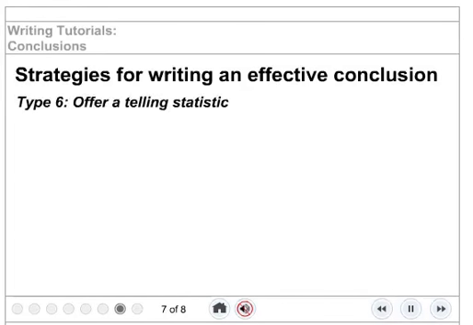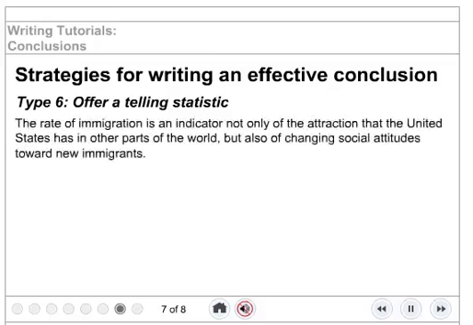The most compelling conclusion might include a statistic that illustrates your central point. In this conclusion, the writer highlights the number of immigrants who came to the United States within a period discussed in the paper and contrasts that number against the current rate of immigration. This strategy also expands the context and gives the reader a compelling answer to the question, so what? The rate of immigration is an indicator not only of the attraction that the United States has in other parts of the world, but also of changing social attitudes toward new immigrants.